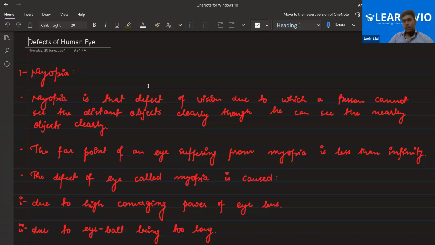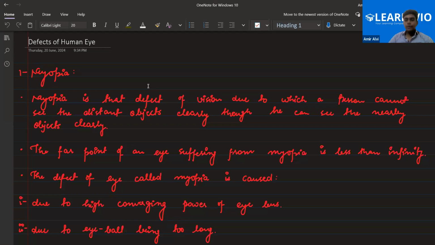Presbyopia is a defect which can be cured, but it will increase day by day because of the aging of the human body. So presbyopia occurs due to the aging of the human body. That's a natural process, but myopia and hypermetropia are defects that are developed due to some reasons and weakness of the eye. Clear? So now let's understand it properly.